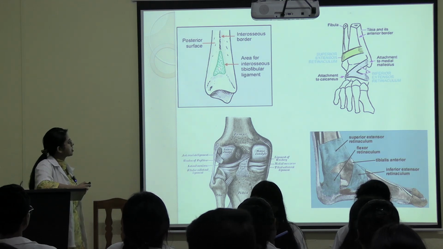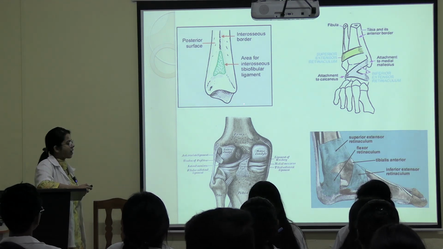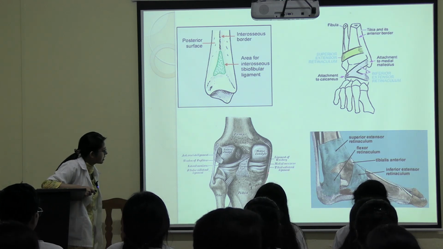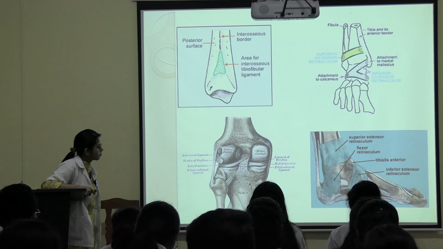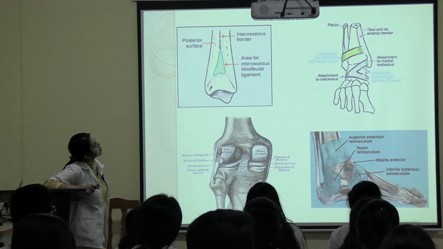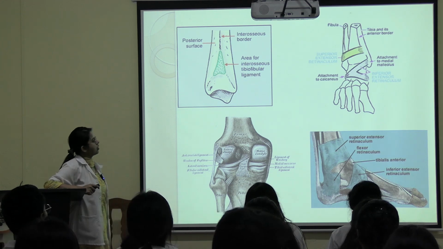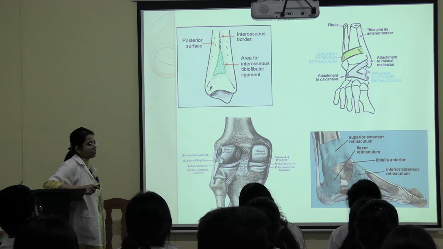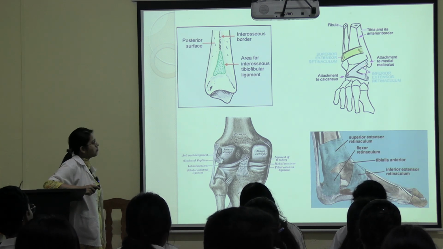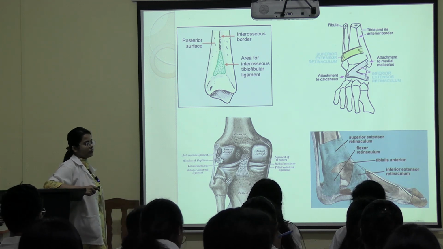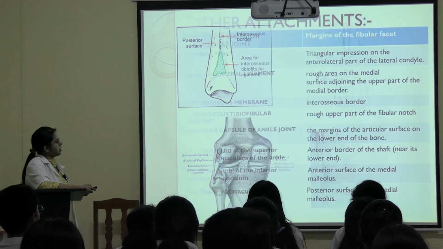Yes, this picture was that picture only. Area for interosseous tibiofibular ligament, this triangular fibular notch, and this is the tibial collateral ligament. You can see it is present medially, this one. And this has two retinacula, one superior, another inferior. Now superior retinaculum will be attached to anterior border of tibia, and the upper limb of the inferior extensor retinaculum will be attached to anterior surface of medial malleolus.